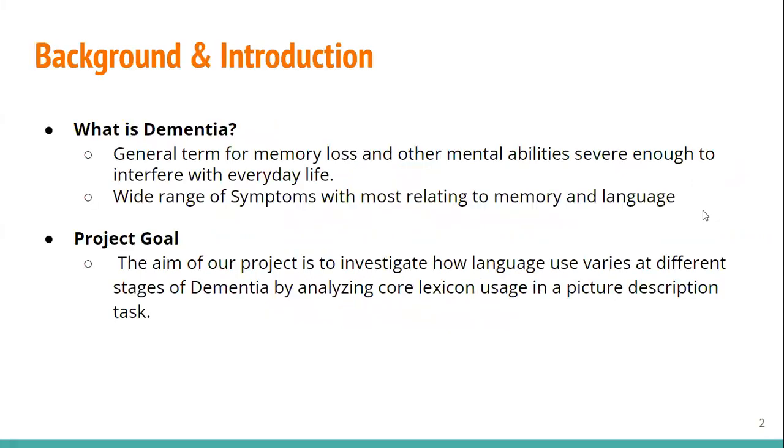So to start off with, what is dementia? It's a general term for memory loss and other mental abilities severe enough to interfere with everyday life. And there's a wide range of symptoms which mostly relate to memory and language. And so the goal of our project is to investigate how language use varies at different stages of dementia by analyzing the core lexicon usage in a picture description task.